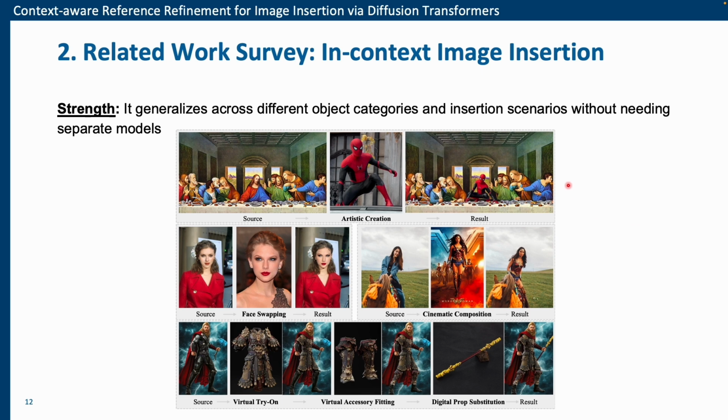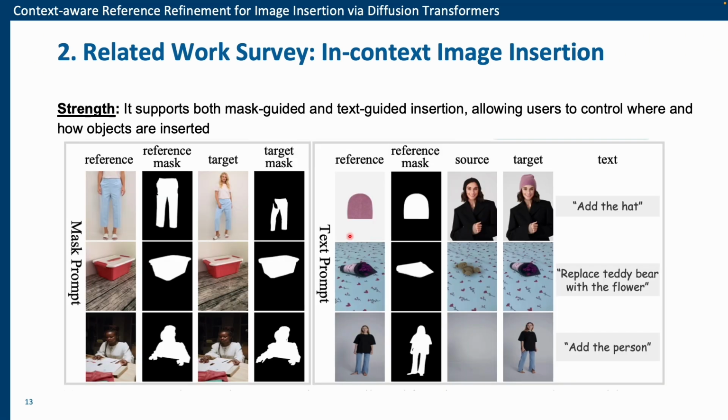Insert Anything offers several notable advantages. First, it generalizes across different object categories, such as human or object, and insertion scenarios, without requiring separate task-specific models. Next, it supports both mask-guided and text-guided insertion. It allows users to control not only where the object is inserted, but also how it should appear in the target scene.